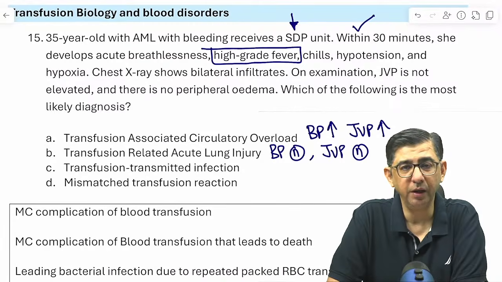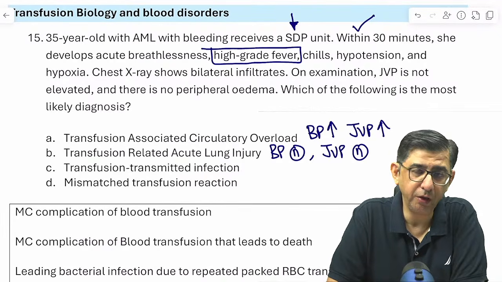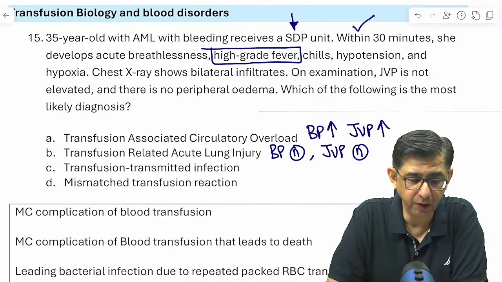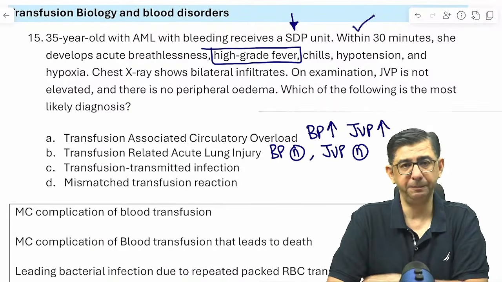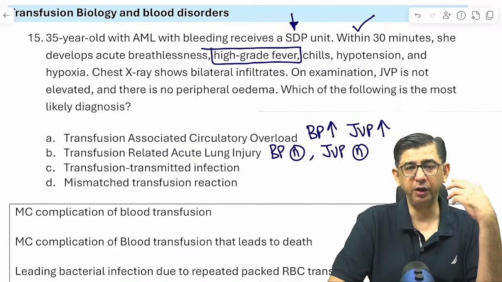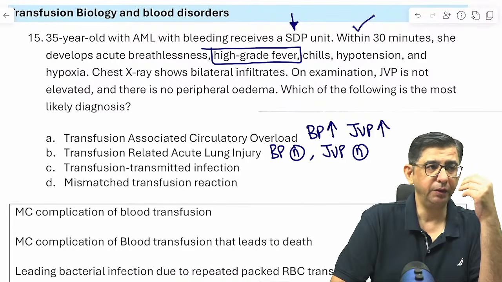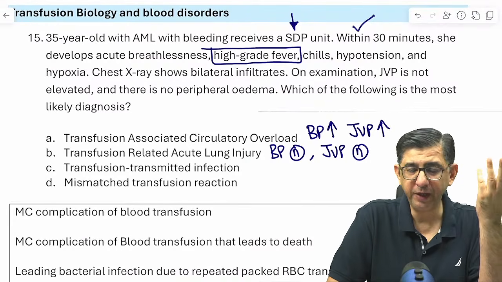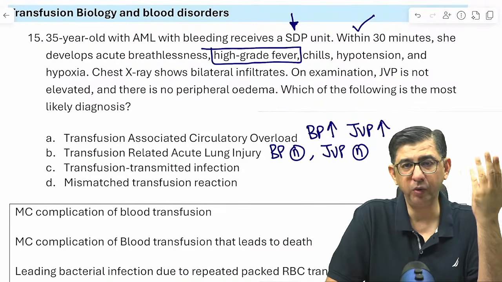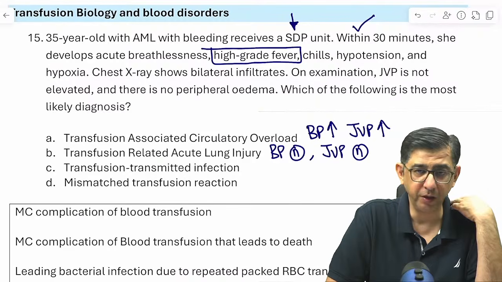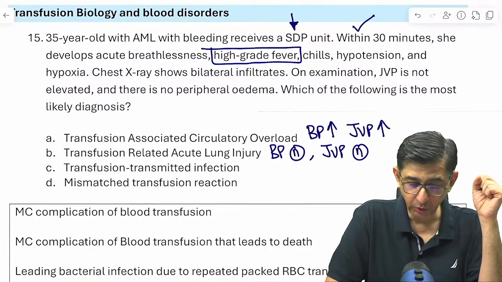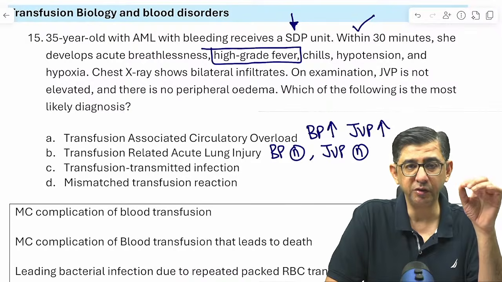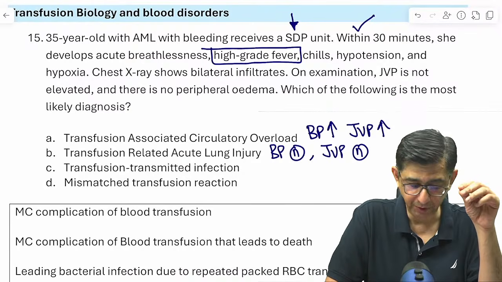I agree to the fact that TACO and TRALI have to be kept in mind, but since the patient has received an SDP unit, the guy with acute myeloid leukemia can be having low platelet count. In any patient with low platelet count, the person would be having bleeding, and I don't want him to have any life-threatening bleed, especially if the platelet count is less than 10K in a setting of fever also present. So in this particular case, it's a transfusion transmitted infection that is present.